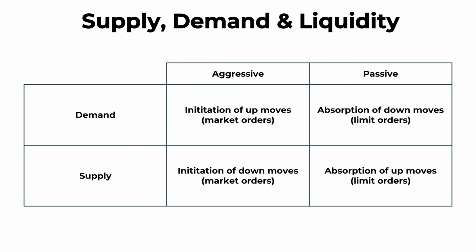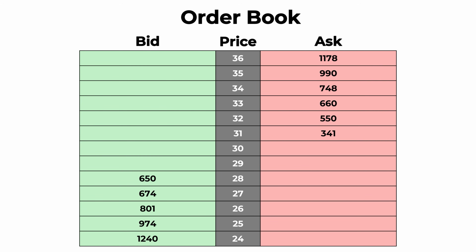Aggressive supply or demand represents the initiation of movements through market orders. Passive supply or demand represents the absorption of movements through limit orders. This is easier to understand by looking at the order book. In the order book, we have 3 columns.